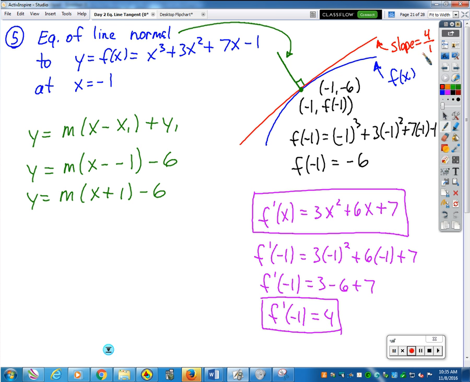Now it's what Sarah said. The slope of the green line, you learned this in a previous class. You may have forgotten, forgetting is normal. It's simply the negative reciprocal of the tangent slope. So you flip the slope and change the sign. Now we can write the equation of the green line as this.